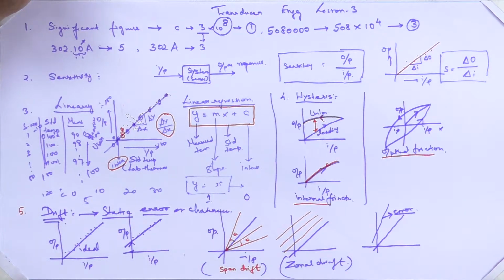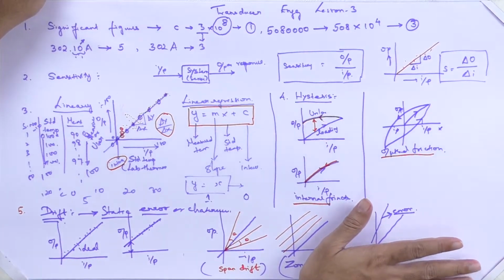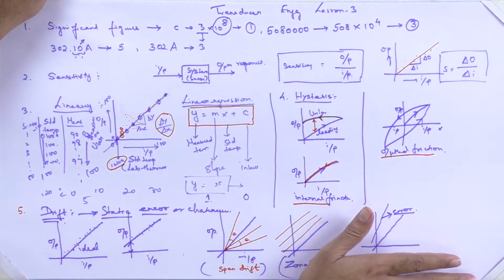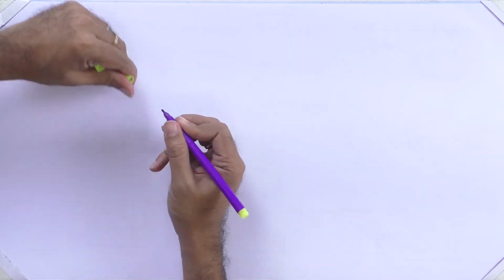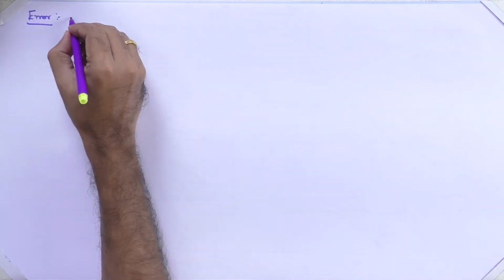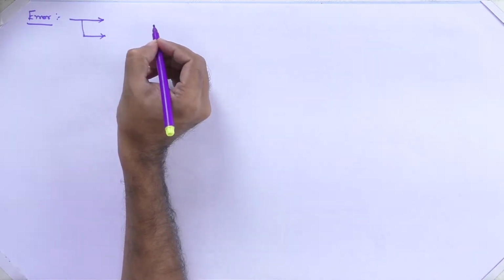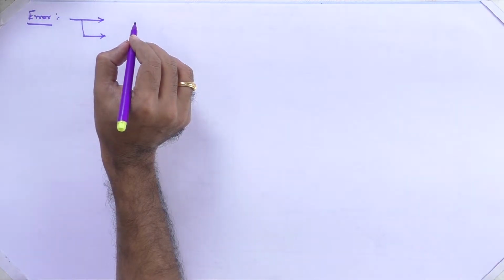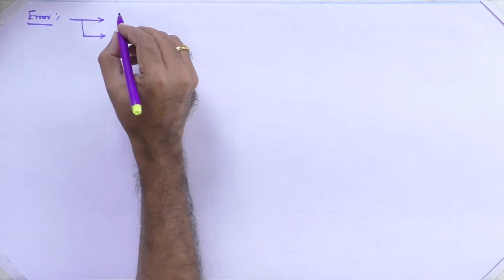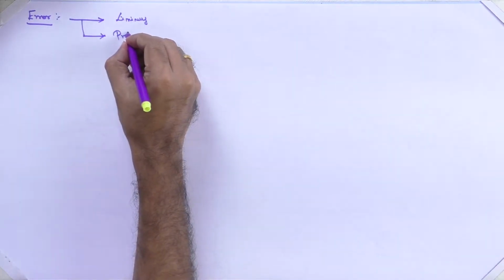So today in this lesson we have seen the sensitivity, the most important part, linearity, hysteresis, and then the drift conditions. Now we will start again with errors. Last time we saw some error conditions in mathematical terms. Now we are going to divide errors into different types and see how it looks. Errors are mainly divided into limiting errors and probable errors.